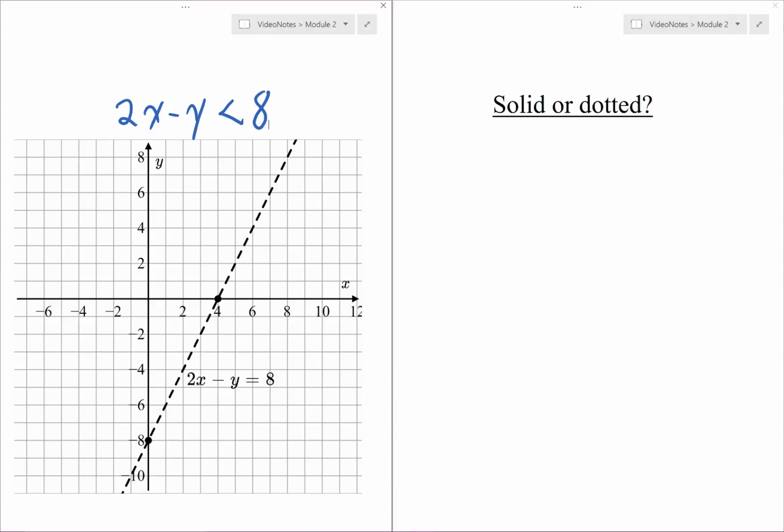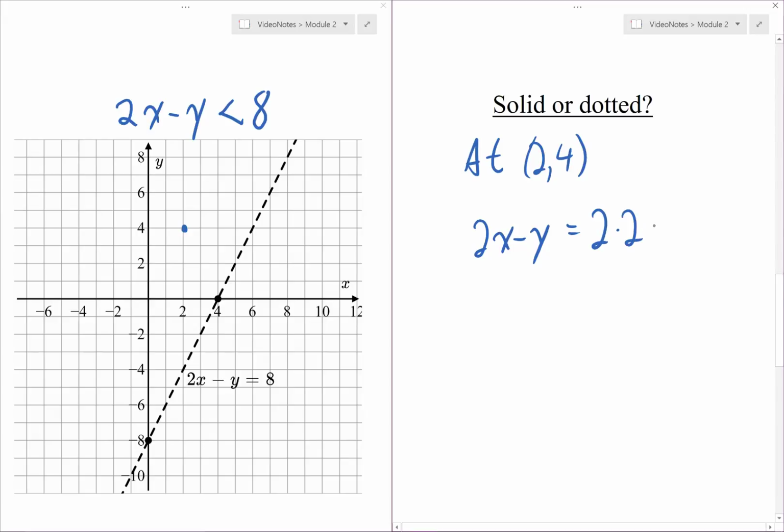So let's pick the point (2, 4). At the point (2, 4), 2x minus y is equal to 2 times 2 minus 4, which is equal to 4 minus 4, which is equal to 0, which is clearly less than 8, which means that at (2, 4), our inequality holds. And this entails that any point on that side of the line will make 2x minus y less than 8.